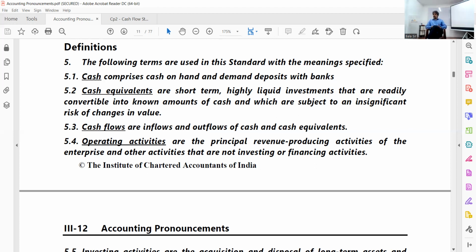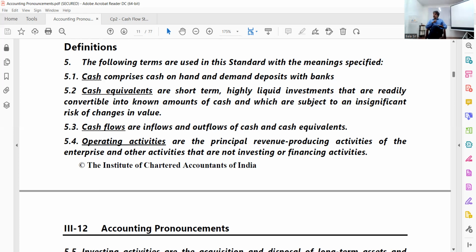People asking what amount should be shown? At the sale price. Doesn't matter profit or loss. Example, I sold a 10,000 rupees asset for 9,000. What is the amount to be shown in investing activity? 9,000. Don't show 10,000, loss on sale 1,000. What is the cash inflow? 9,000. Simple. You get it?